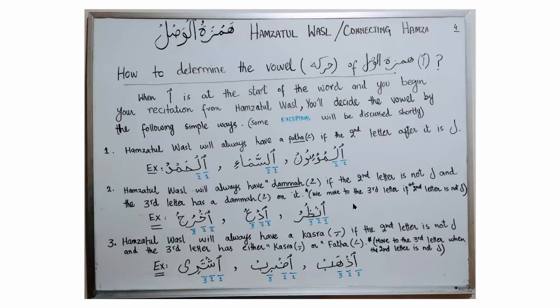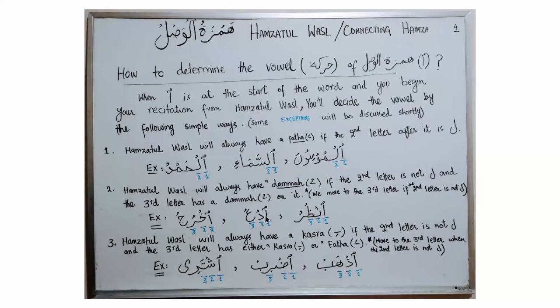So what happens if the second letter is not Lam? In that situation, you move on to the third letter and we apply these two rules. Rule number 2 says you will always put Dhamma on Hamzatul Wasl if the second letter is not Lam and the third letter has a Dhamma. Once you move on to the third letter, you only look at the vowel of the third letter. You are not concerned about the letter, but the vowel of the letter. In this situation, Hamzatul Wasl is the first letter, Noon is the second letter, but Dha has a Dhamma. Because the third letter has a Dhamma, Hamzatul Wasl will have Dhamma.